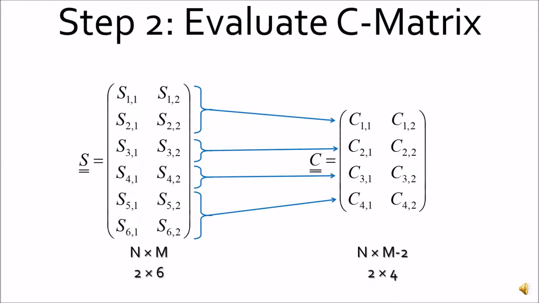So when it comes to evaluating our C matrix, the values of S which go into the matrix are as follows. So the top row, C11 and C12, is dependent on the first 2 rows of the S matrix, and the bottom row of the C matrix is dependent on the bottom 2 rows of the S matrix, and then there's a one-to-one correspondence between all the other elements, all the other rows, sorry.